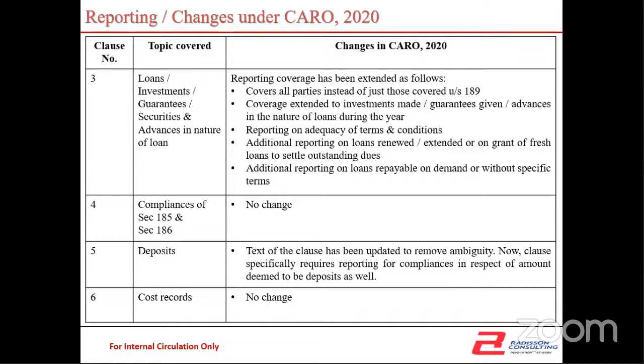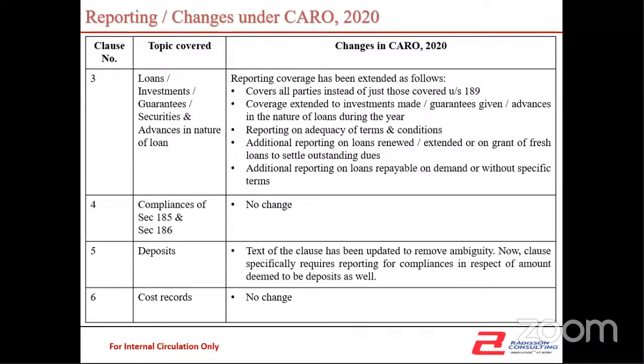Reporting coverage has been extended as follows: covers all parties instead of just those covered under Section 189. In CARO 2016, the reporting was only required for related parties, which are those parties defined by Section 189. Now the reporting is required for all the parties. So if any loan, investment, guarantee, or security is given to any person, even a non-related party, that will be covered here. Coverage has been extended to investments made, guarantees given, and advances in the nature of loans during the year. In CARO 2016, only loans were covered. Now investments, guarantees and advances have been added.